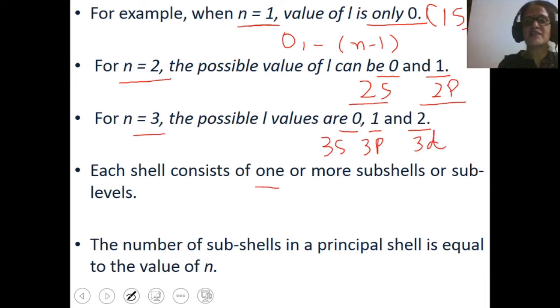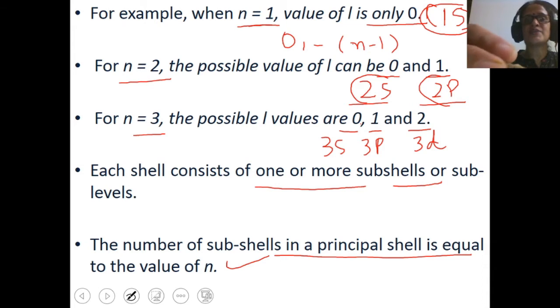Now, each shell consists of one or more subshells or sublevels, which I discussed just now. Like the first shell consists of only one subshell. The second shell consists of two subshells, 2s and 2p, and so on. The number of subshells in a principal shell is equal to the value of n. I explained just now, if n is equal to 1, the number of subshells is also only 1, that is 1s. If n is equal to 2, the number of subshells is also 2, which are 2s and 2p. If n is equal to 3, the number of subshells is also 3, which are 3s, 3p and 3d.